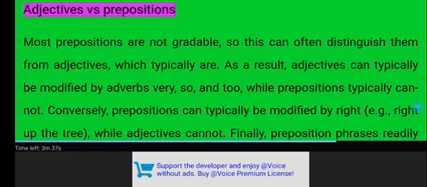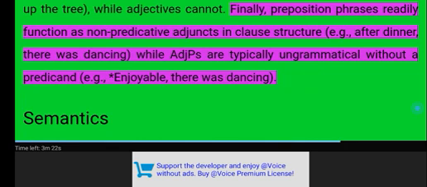Adjectives versus prepositions. Most prepositions are not gradable, so this can often distinguish them from adjectives, which typically are. As a result, adjectives can typically be modified by the adverbs very, so, and too, while prepositions typically cannot. Conversely, prepositions can typically be modified by right, e.g., right up the tree, while adjectives cannot. Finally, preposition phrases readily function as non-predicative adjuncts in clause structure, e.g., after dinner, there was dancing, while adjectives are typically ungrammatical without a predicand, e.g., *enjoyable, there was dancing.